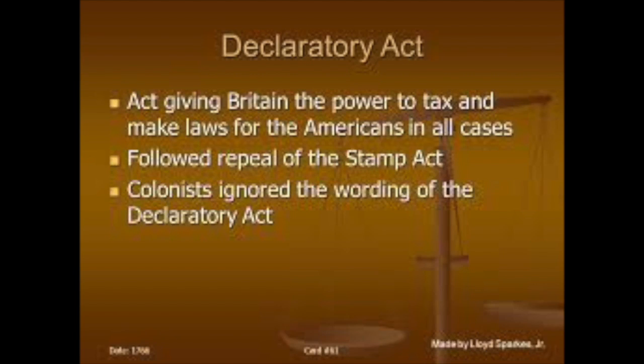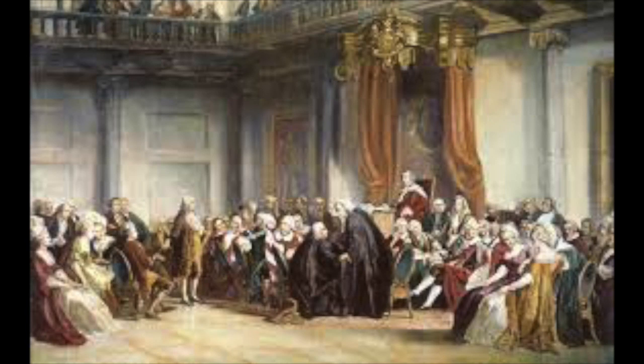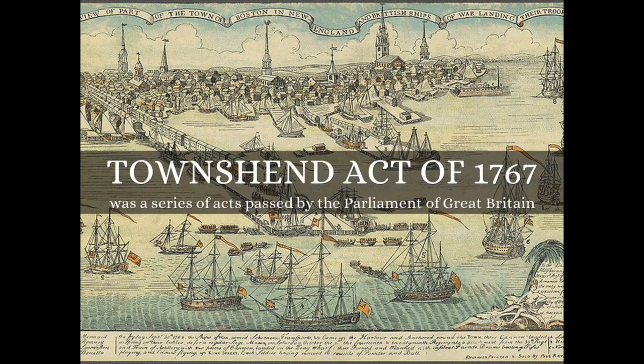As a result of the repealing of the Stamp Act, Parliament passed the Declaratory Act on the same day, March 18, 1766. It stated that Parliament's authority was the same in America as it was in Britain, and gave the government the power to pass laws on the American colonies. Throughout the 1760s, British Parliament kept trying to get the colonies to pay for themselves.